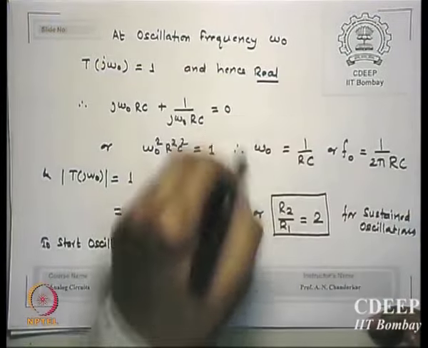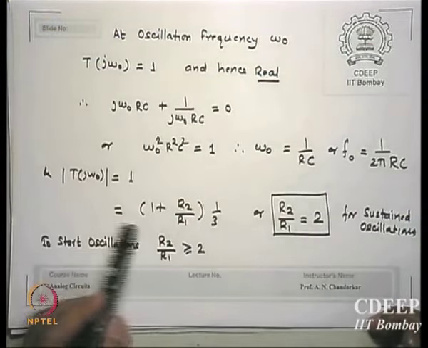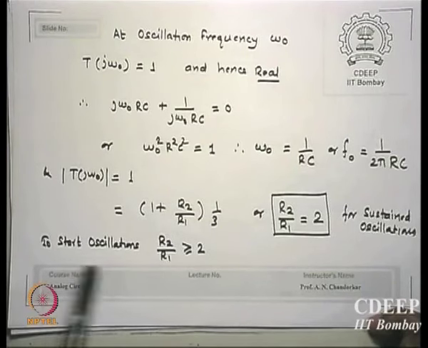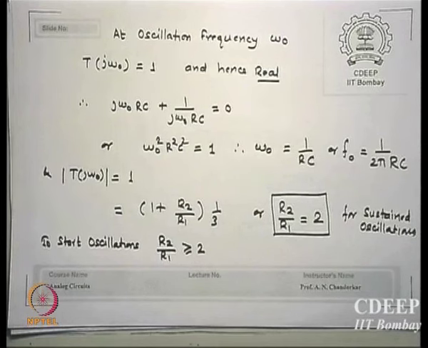If I substitute this omega 0 equal to 1 upon RC in this function, I get 1 plus R2 by R1 times 1 upon 3 is equal to 1, which gives me the condition that R2 by R1 should be equal to 2. To start, it should be slightly more than 2, because initially noise or some extra value has to be provided. So choose the value of R2 by R1, that is the gain I am talking about, 3, the non-inverting gain AOL is 3. If I adjust that, I will get oscillations at the frequency 1 upon 2 pi RC.